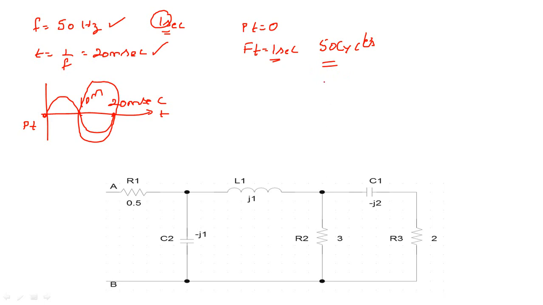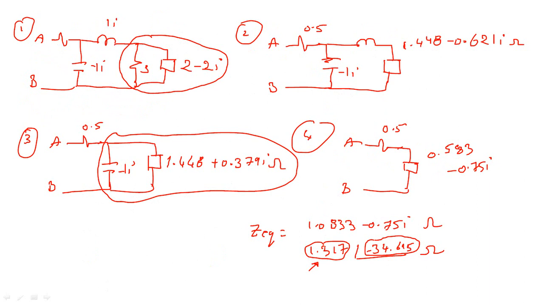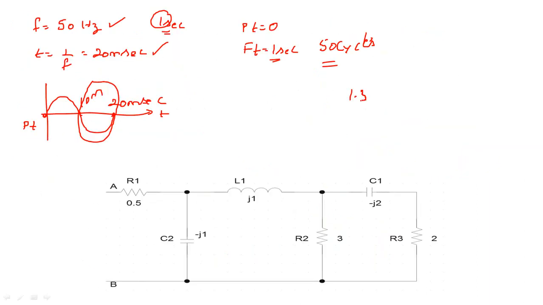So let us see the magnitude. And what should the magnitude be? The magnitude should be 1.317 ohm. Remember, this is your magnitude of Z equivalent. So let's try to simulate and see the magnitude. What value do we get?